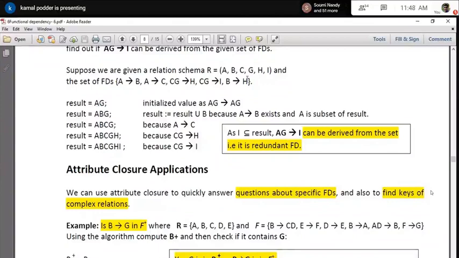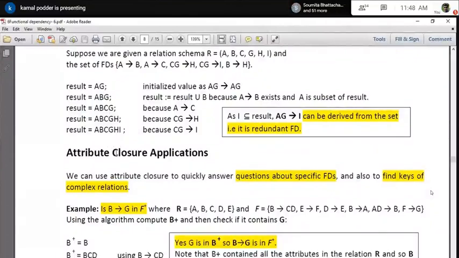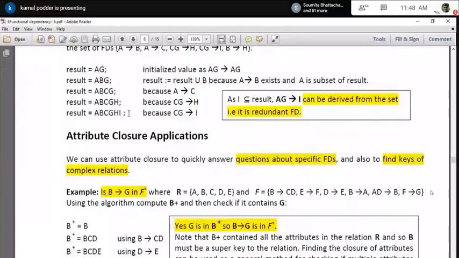Okay, and at the same time, if you just observe, an interesting thing here is that in this process, when you are trying to find this out, you will get all the attributes. What does it mean? That means AG is nothing but a super key, because all the attributes depend upon AG. So naturally I can say that this is representing the super key.